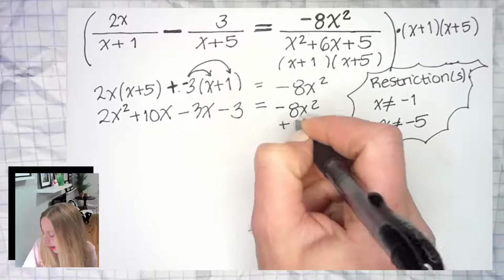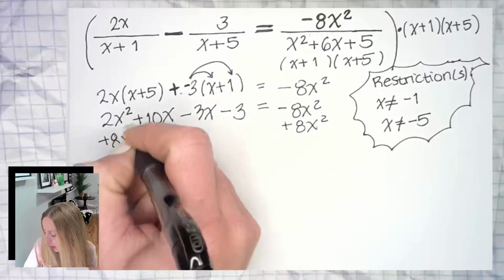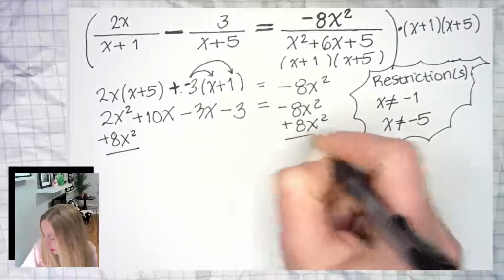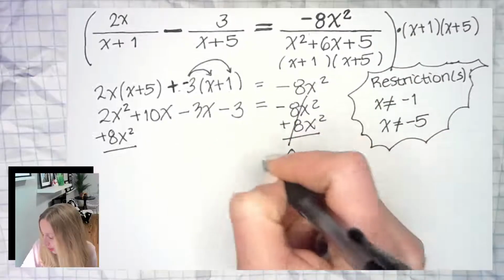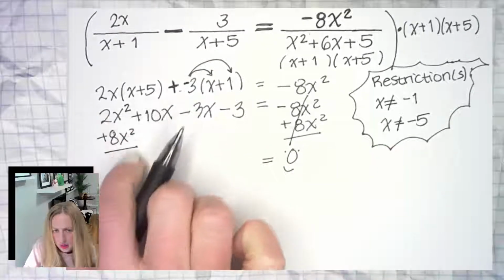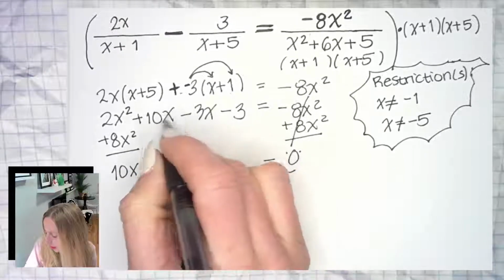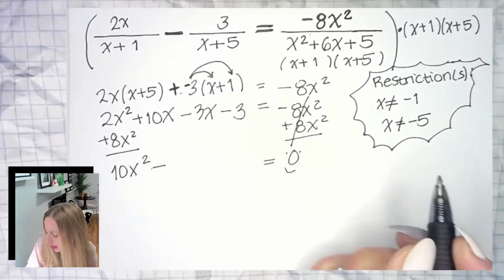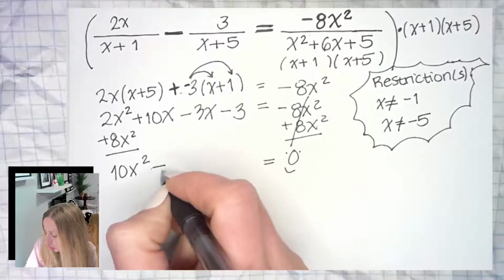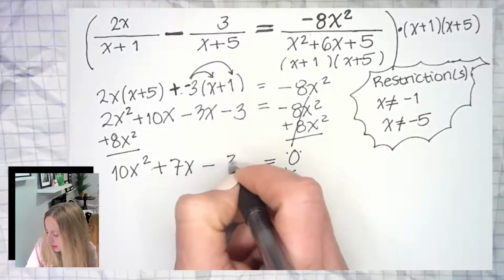I'm going to add my 8x squared over because we all know our favorite thing to do is solving polynomials, and when we do that, we always want to get it equal to the happy 0. 2x squared plus 8x squared is 10x squared. Then we have 7x, and then minus 3.